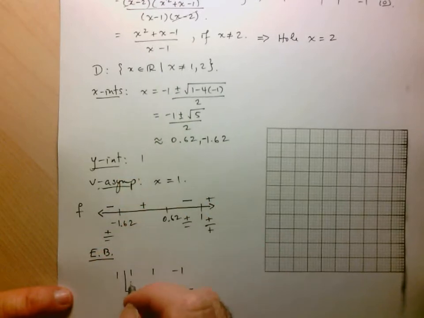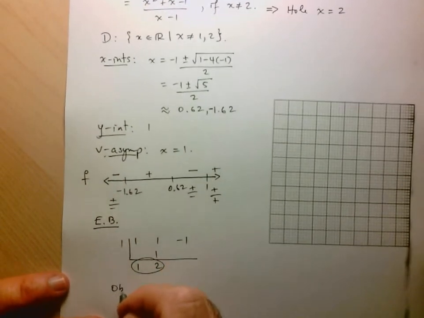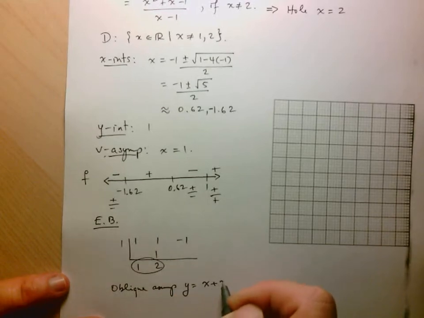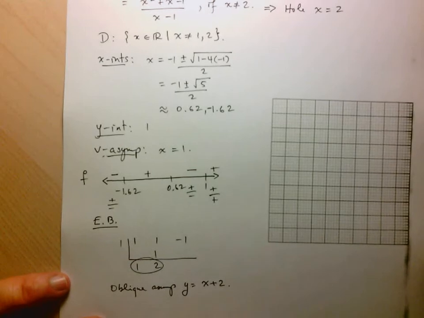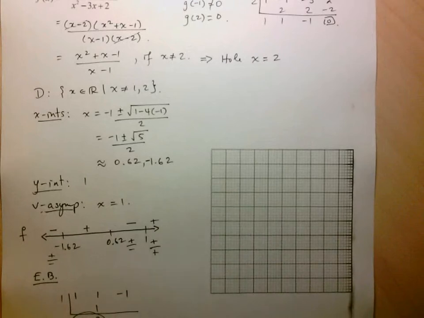So here we got, bring down the 1, 1 times 1 is 1, 1 plus 1 is 2, and I actually don't care what the remainder is here. The only thing I care about is the quotient of this division, and I see that I have an oblique asymptote of y equals x plus 2. Okay, so now we have all the information we need to sketch the graph of this function. We just have to put it all together.